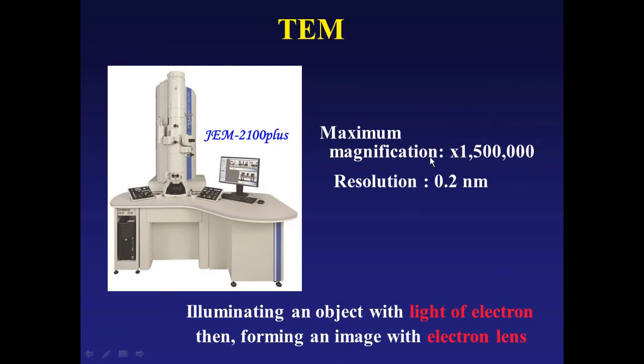Resolution depends on the instrument and model, but 0.2 nanometer order resolution is possible. As you can imagine, the single atom diameter is approximately 0.3 nanometer. Resolution is much higher than a single atom, so we can observe single atom images by electron microscope. The principle is like this: illuminating the specimen not with visible light but with an electron beam, and using an electromagnetic lens instead of a glass lens.